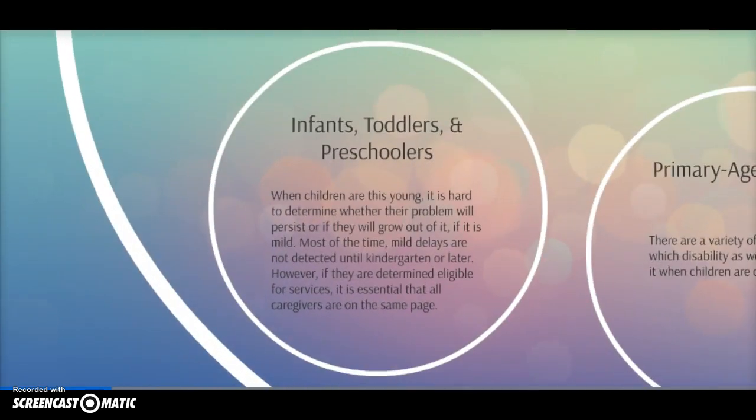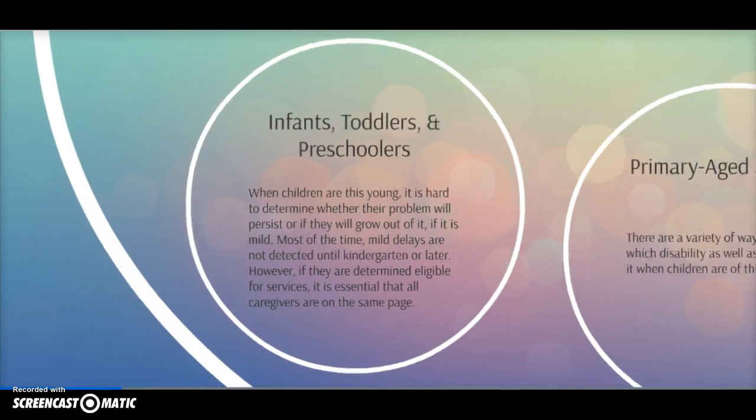For infants and toddlers and preschoolers, it's a little hard to tell if they've got a learning disability at that stage of development because they could potentially grow out of whatever delay they've got if it's mild enough. Usually it's more easily noticed if it's a moderate to severe disability. However, if the child is identified as having a disability, it is really important that caregivers, such as the parents, the preschool teachers, and the doctors, are all on the same page as far as what the child needs.